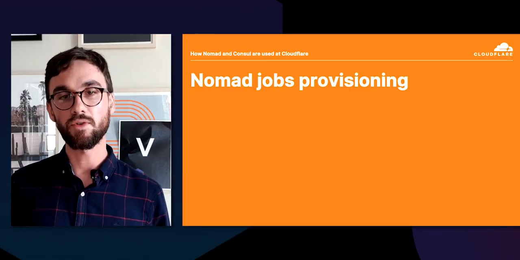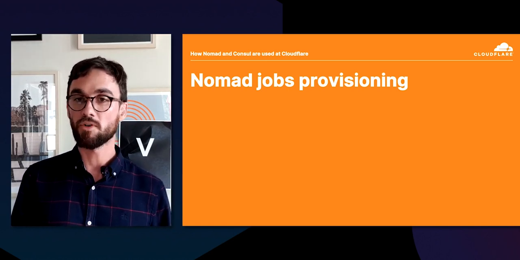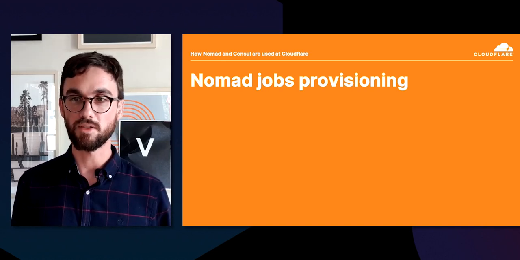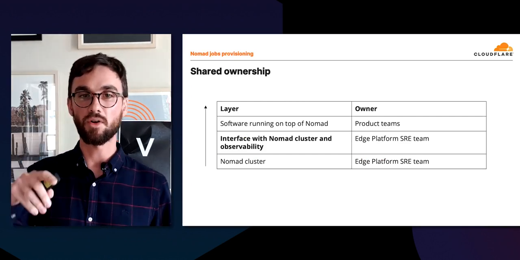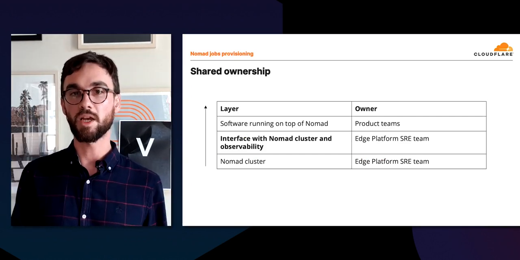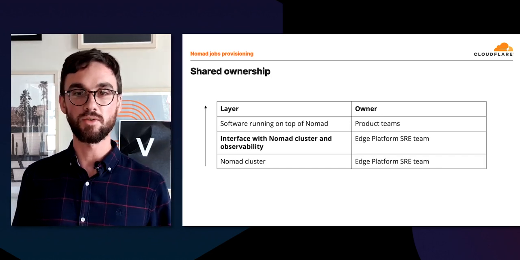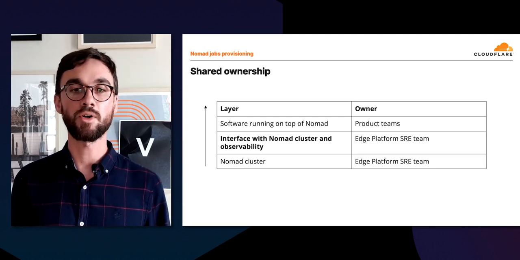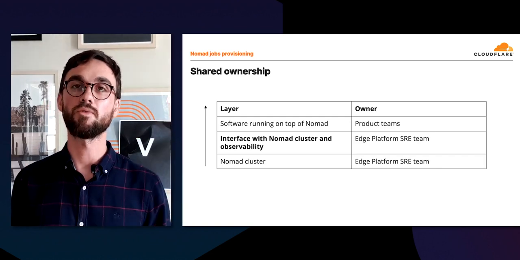So now I'm going to cover the Nomad jobs provisioning part. I went over how we deploy the Nomad server cluster and how we upgrade it, but now it's time to add some jobs and start using the actual cluster. The way we see it, there is a shared ownership of the whole platform, and each team owns a different layer of that platform. So we as SRE own the Nomad cluster, deploying it, making sure that it's reliable.